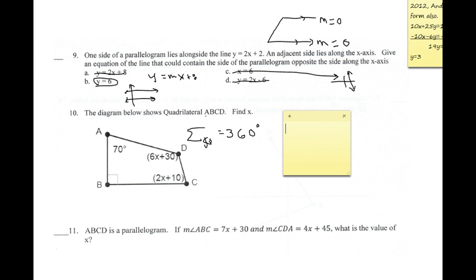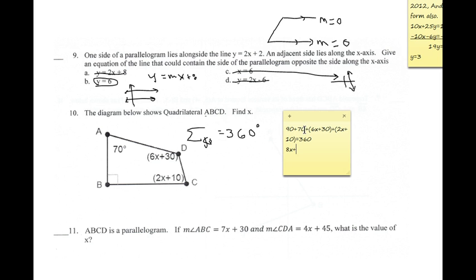Okay, so now all we have to do is add everything up. So we have a 90 plus a 70 plus, in parentheses, 6x plus 30. We can close the parentheses, just open them up again, and now we got to put in 2x plus 10. And all of this has to equal 360 degrees. Well, right away it would be nice to go ahead and combine our like terms. We have a 6x and a 2x, which comes nicely together as an 8x. Then make that a plus.